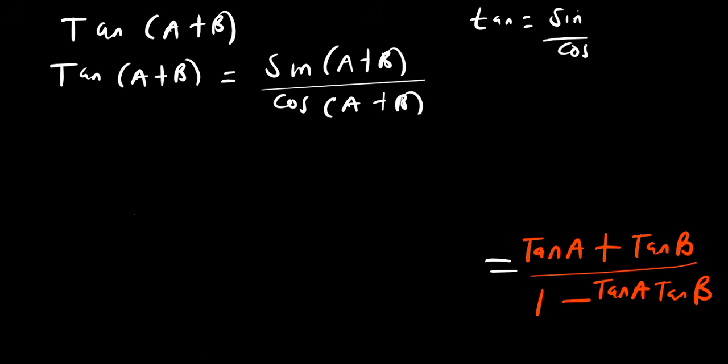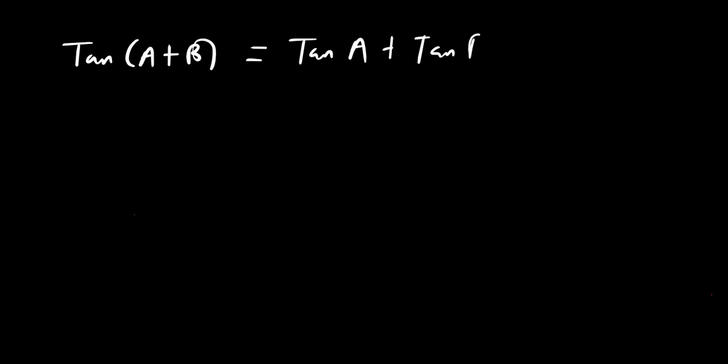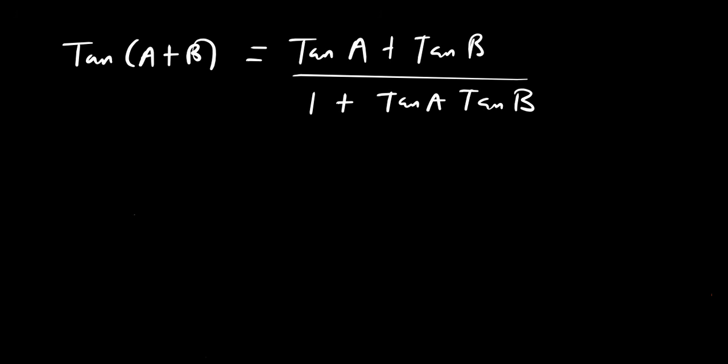So what are we saying? Tan A plus B, from deriving it, is equal to tan A plus tan B over 1 plus tan A tan B. Actually, it's a minus from the previous one. We just found the minus, so this is 1 minus tan A tan B.